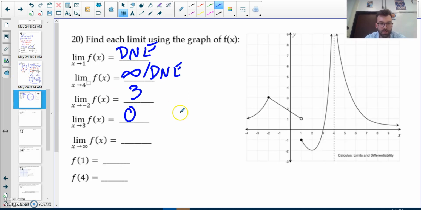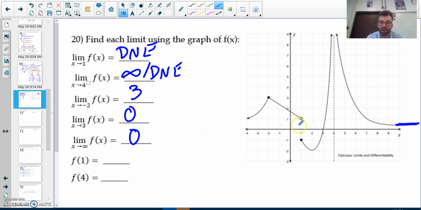As x goes to infinity, y is approaching... it's getting closer and closer. It's looking like it's leveling out at 0. Make sure that's leveling out. It's not necessarily going to cross that x-axis, although it could, but we're going to assume it's not going to cross the x-axis here. So I'll write 0.